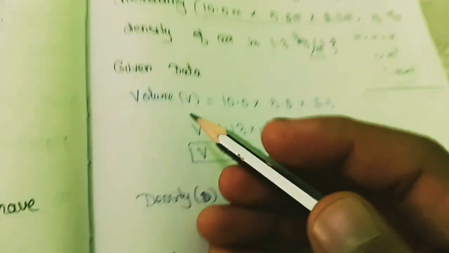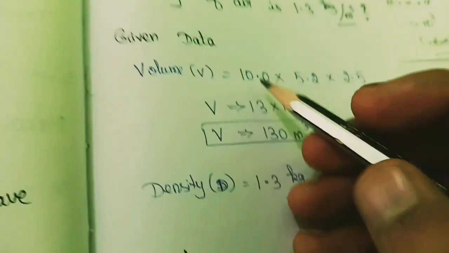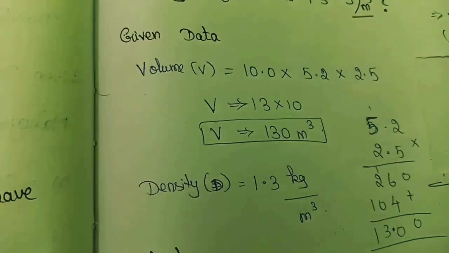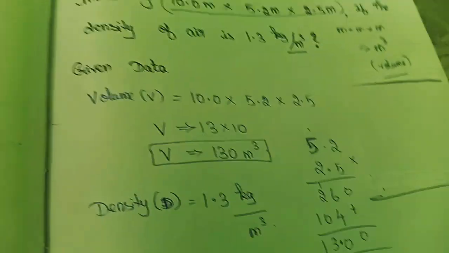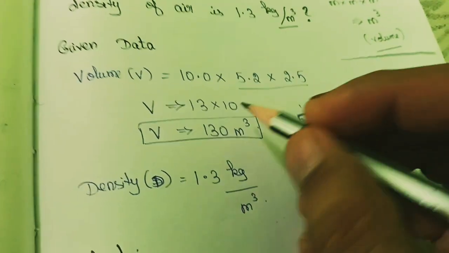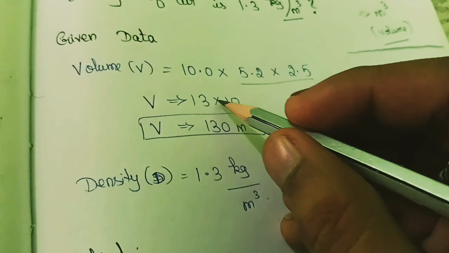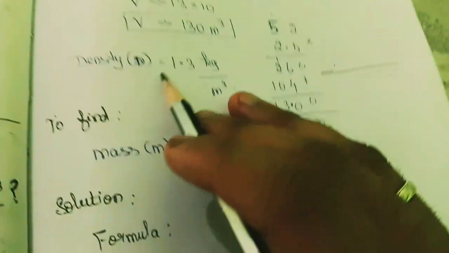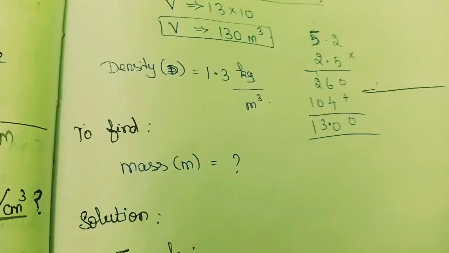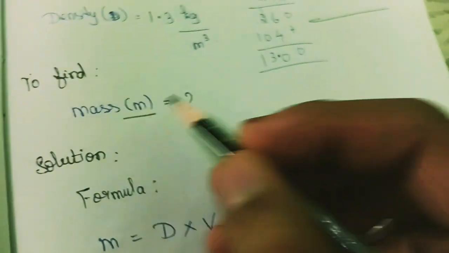So first, given data: volume V is equal to 10.0 into 5.2 into 2.5. When you multiply, first you multiply these two, you will get 13, and then into 10, 130 meter cube. So now you got it: volume and density are given in the question paper. Now we are supposed to find mass.